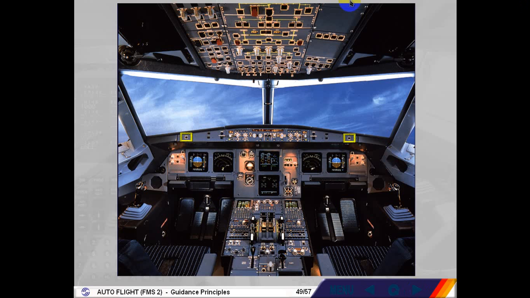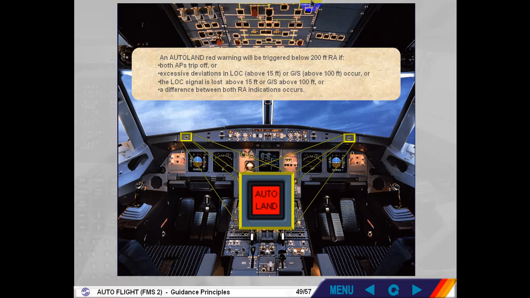An autoland red warning will be triggered below 200 feet radio altimeter if both APs trip off, or excessive deviations in LOC above 15 feet or G/S above 100 feet occur, or the LOC signal is lost above 15 feet or G/S above 100 feet, or a difference between both radio altimeter indications occurs.